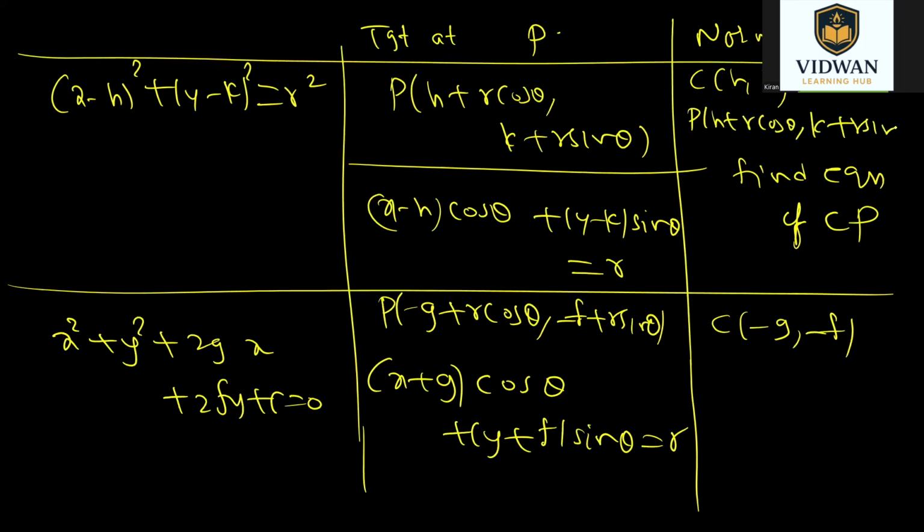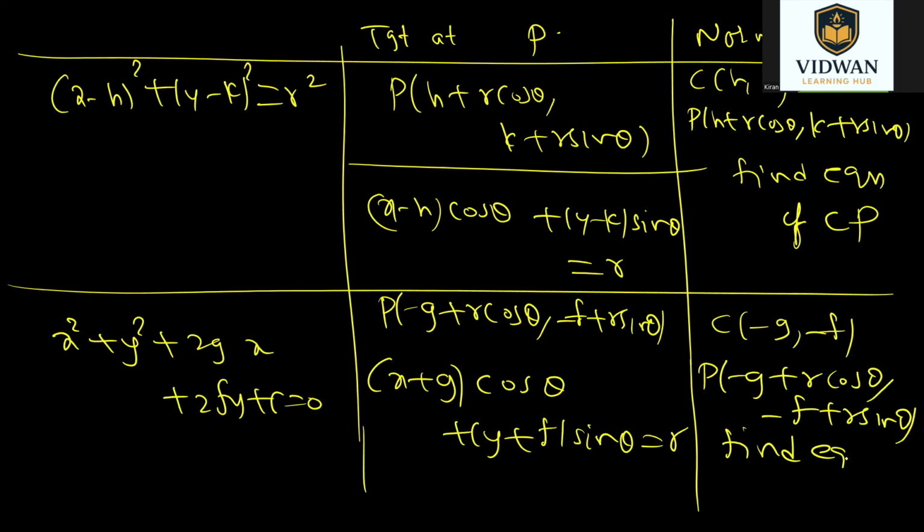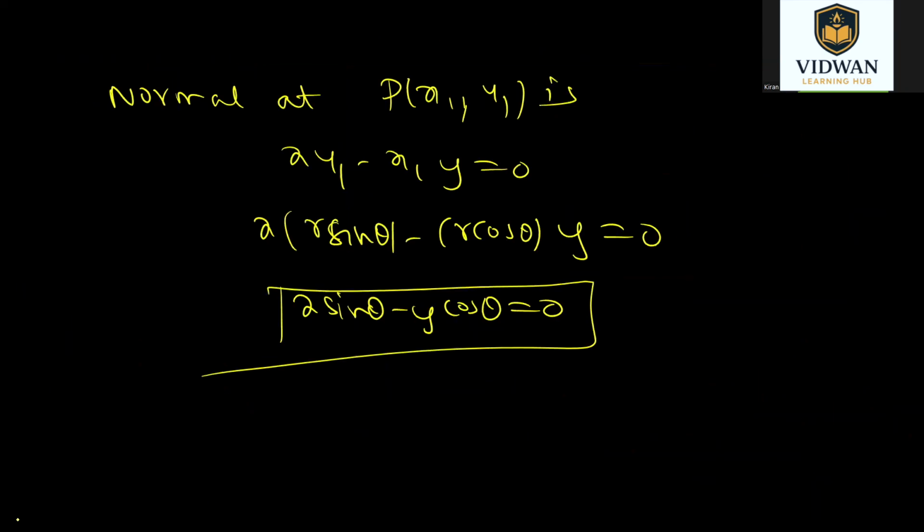And here, what is the center? Minus g, minus f, but P is minus g plus r cos theta, minus f plus r sin theta. You know both the points C and P. Then just find the equation of CP. That would be the normal equation. Okay, so this is for normal and parametric.